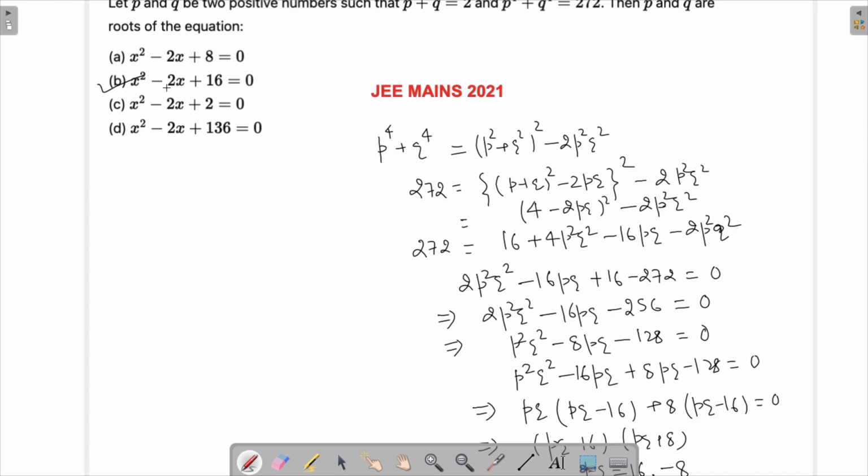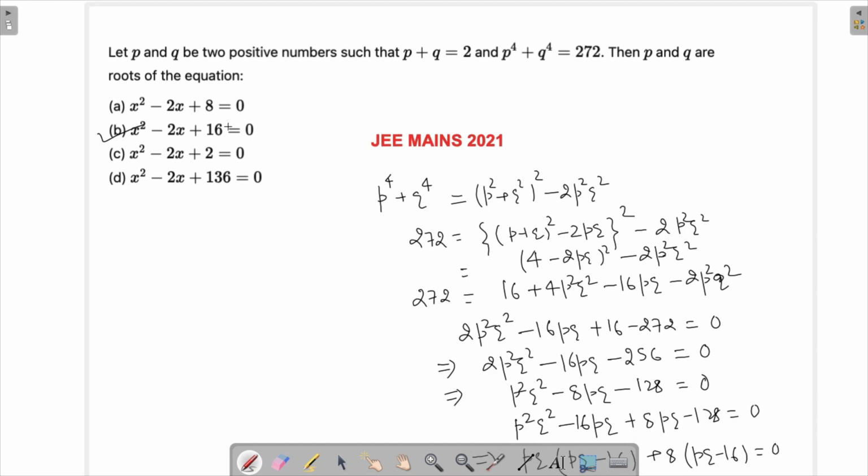So this is x square minus the sum of the roots times x plus the product of the roots equals 0. Okay, x square minus alpha plus beta into x. So if you want to write, x square minus P plus Q into x plus PQ equals 0. And then you can say that x square minus 2x plus 16 equals 0, right? So that is what is your answer.